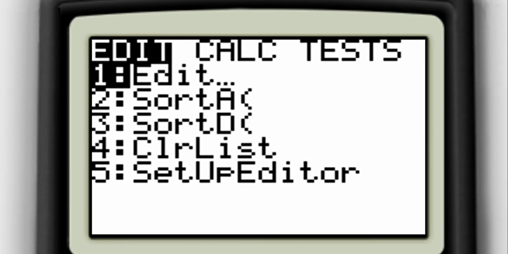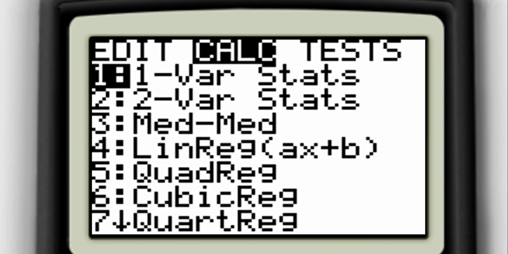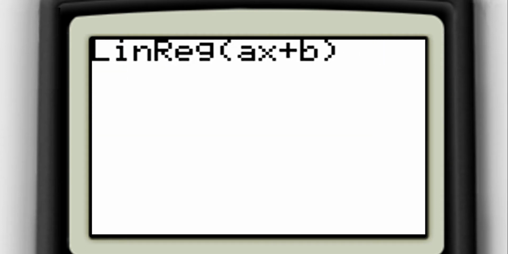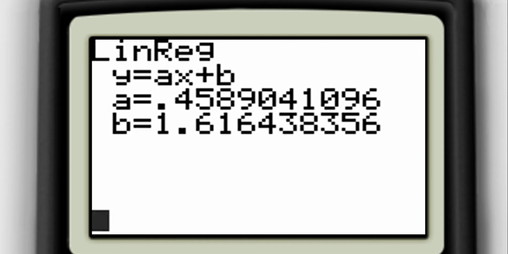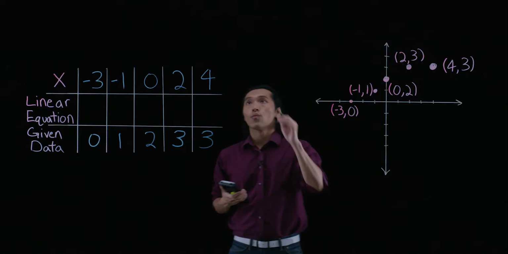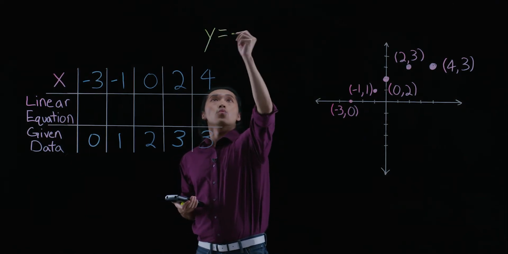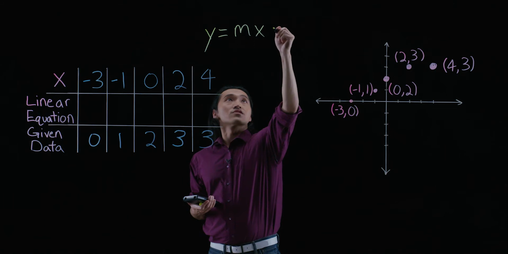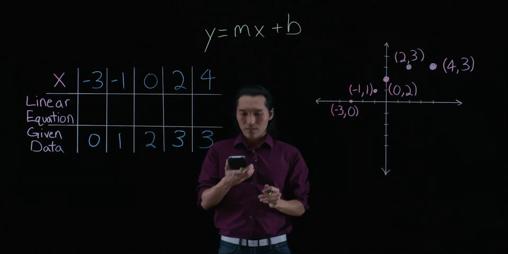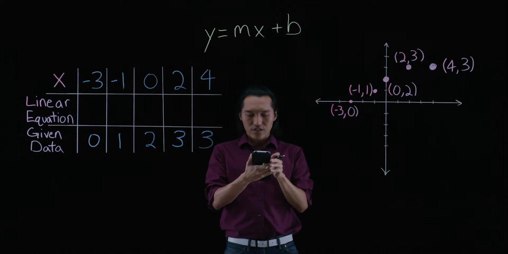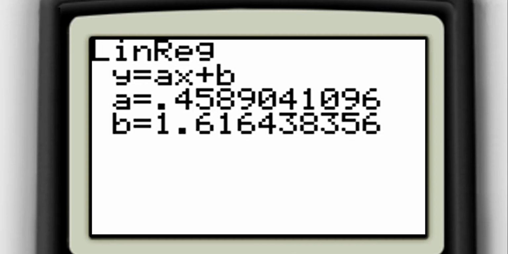Next, in order to actually find the linear regression, we can go to Stat, go to Calc, and then go to Linear Regression, LinReg ax plus b. From there, we can just press Calculate, and it will give us the slope and the y-intercept for the line that is the line of best fit. As we recall, the slope-intercept form for a line is y equals mx plus b, and they actually give us what the slope, m, is and what the y-intercept, b, is.